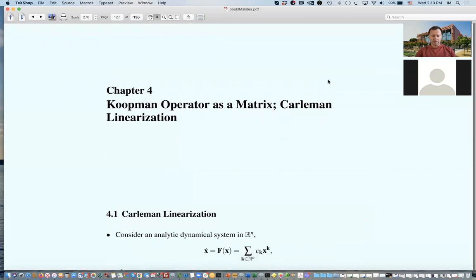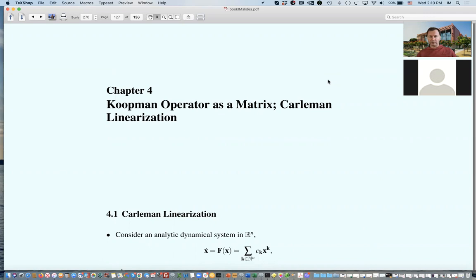Okay, so I'm going to discuss today how we obtain a representation of the Koopman operator in matrix form. And in order to pursue this, we're going to use the device called Carleman Linearization.